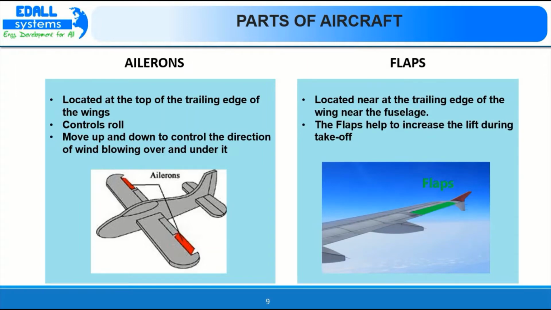So flaps are located at the trailing edge of the wing near the fuselage. The flaps help to increase the lift during the takeoff. So during flights, we have seen that while taking off, a wing-like structure, a small part, is attached to the trailing edge. It will go up and down during the takeoff and landing. So this part is called flap, which helps to increase the lift along with the wing. So flaps are also called lift augmenting devices.